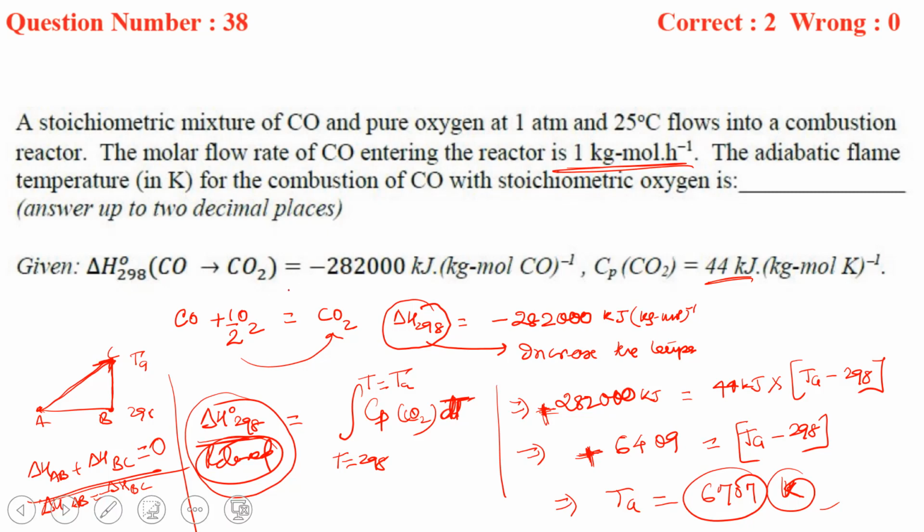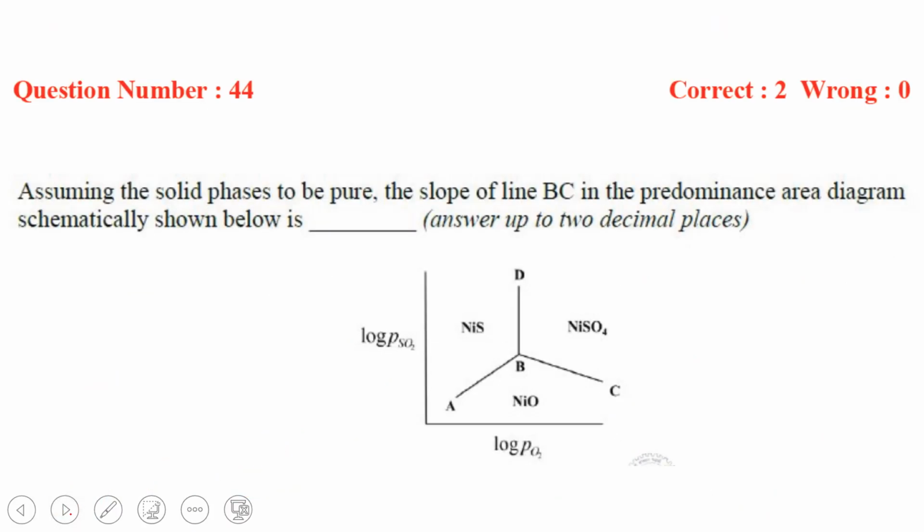Okay, now let us move to the next question. Assuming the solid phases to be pure, what is the slope of line BC in the predominance area diagram schematically shown below? This is a very interesting question. This is the problem of the predominance area diagram. So what is the meaning of predominance area?